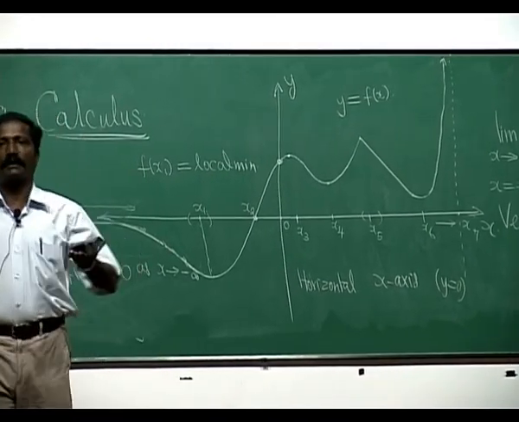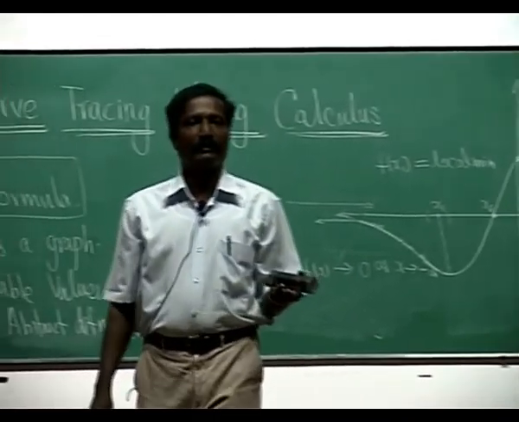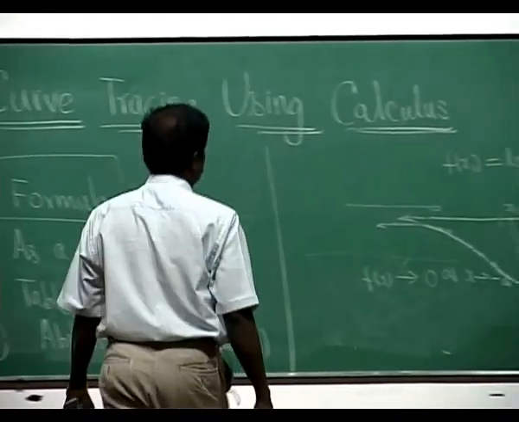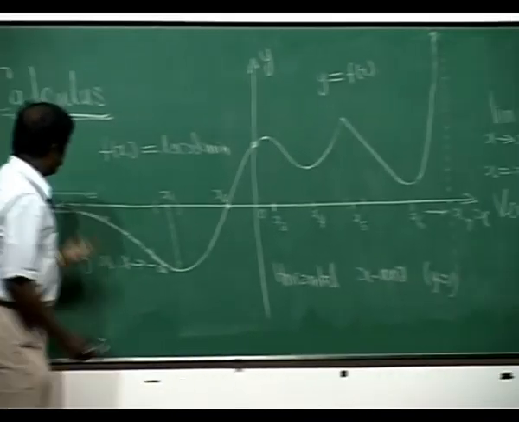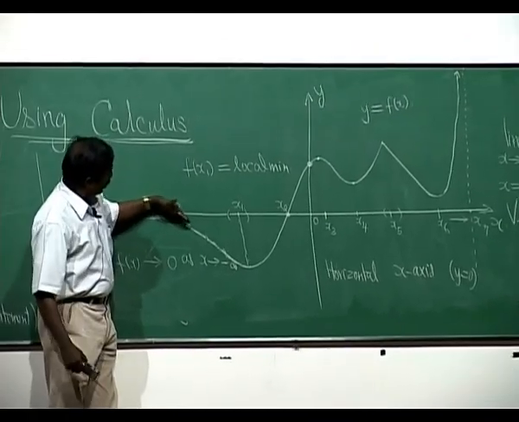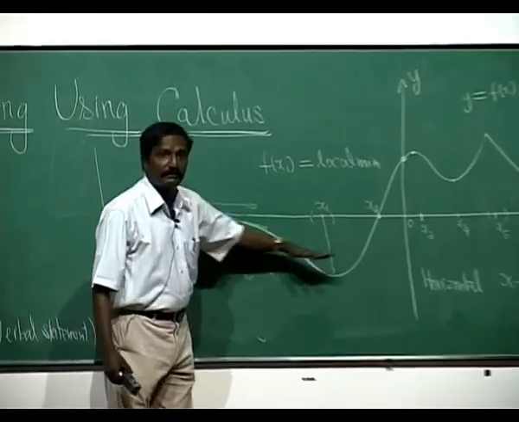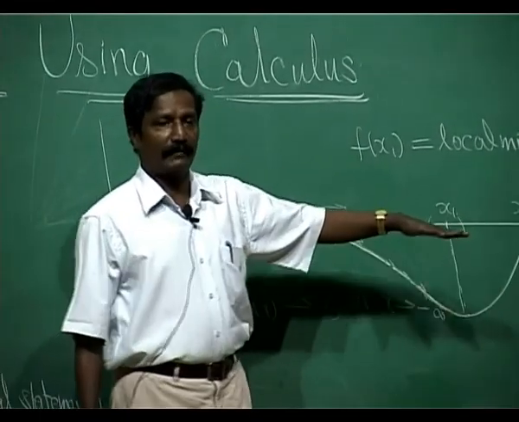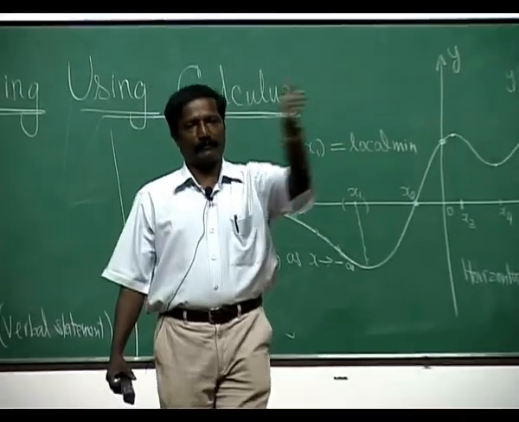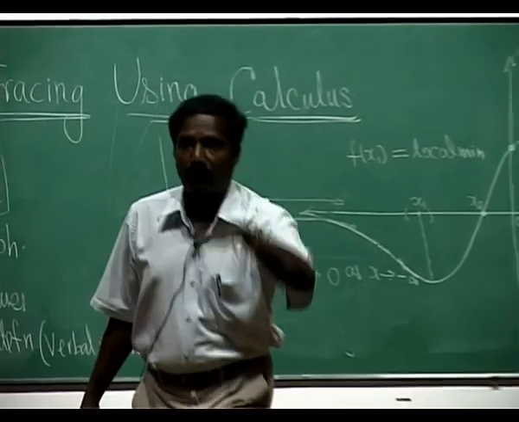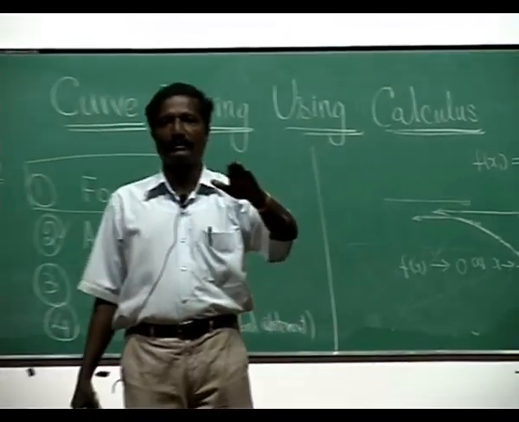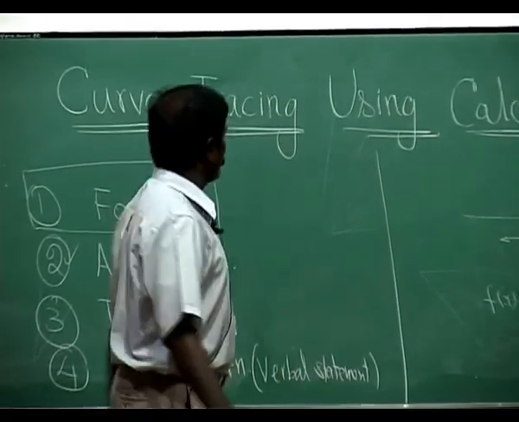So slope means, how do we find the slope of a curve? Derivative. So that is essential. Second, we have to look at how this tangent is changing, at what rate. That means to find the slope, we have to find the derivative. To find at what rate it is changing, we have to go to the second derivative. So that will help us.